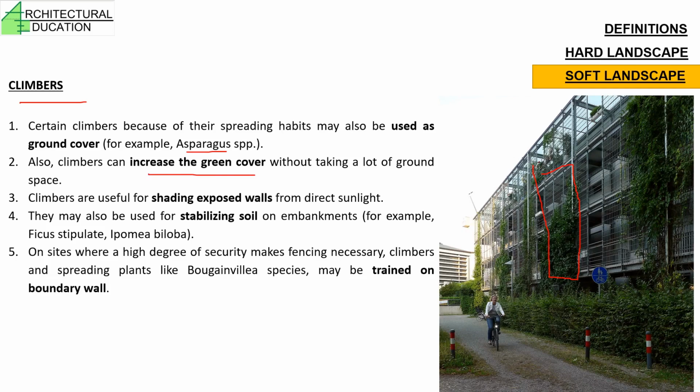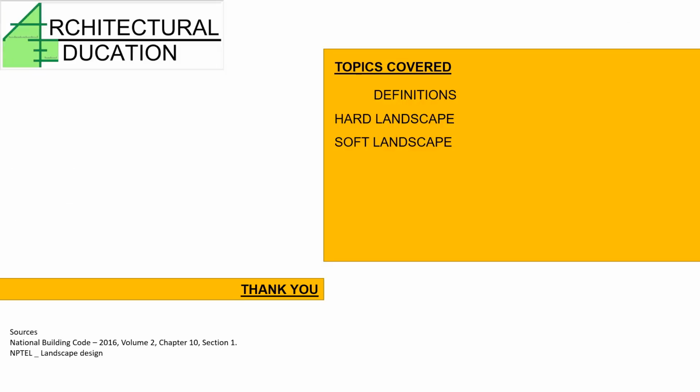Also, climbers can increase the ground cover without taking a lot of space. Climbers are useful for shading exposed walls. They are also used for stabilizing soil. On sites where a high degree of security makes fences necessary, climbers and spreaders like bougainvillea species are used.